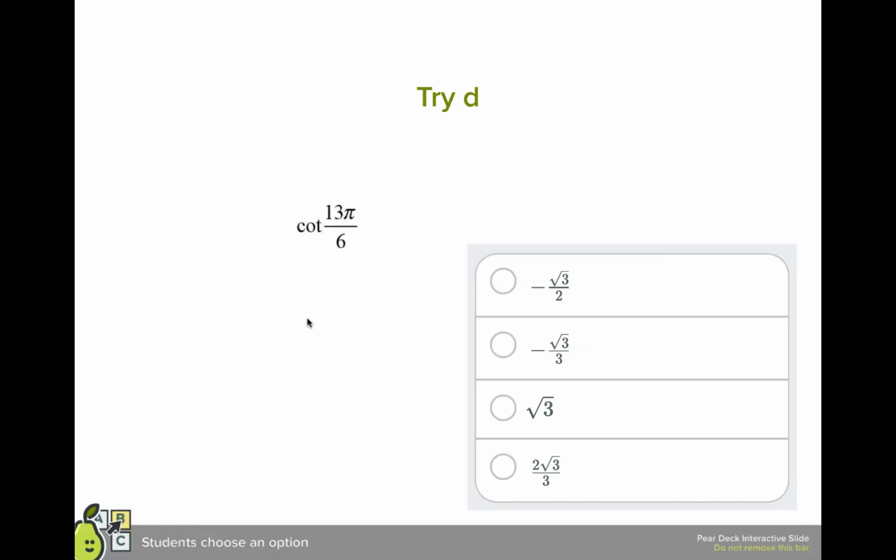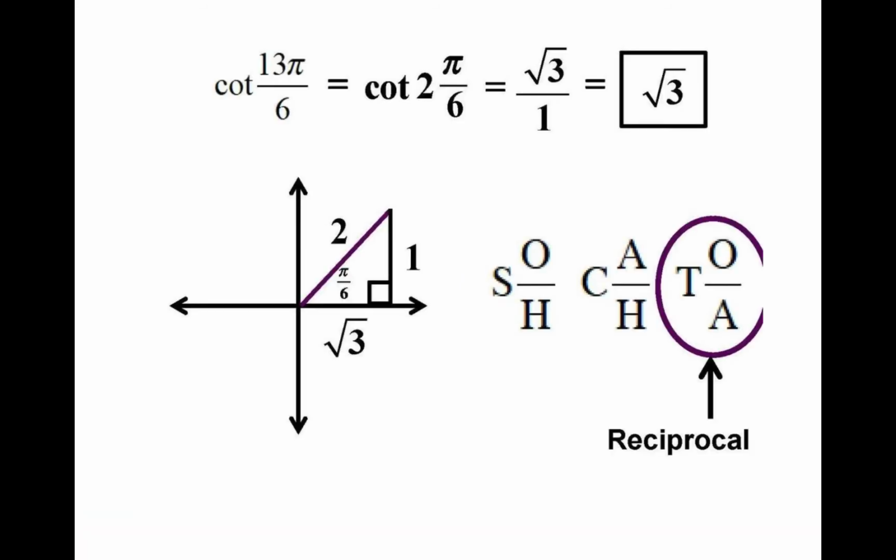Try D. Okay, so as a mixed number, this is 2 and 1/6 pi. So we're going half pi, 1, 1.5, 2, 2.5. This is less than 2.5, so it's in quadrant 1. And then we label our angles with our sides. And then cotangent is a reciprocal of tangent, so it's adjacent over opposite. So root 3 over 1 is root 3.